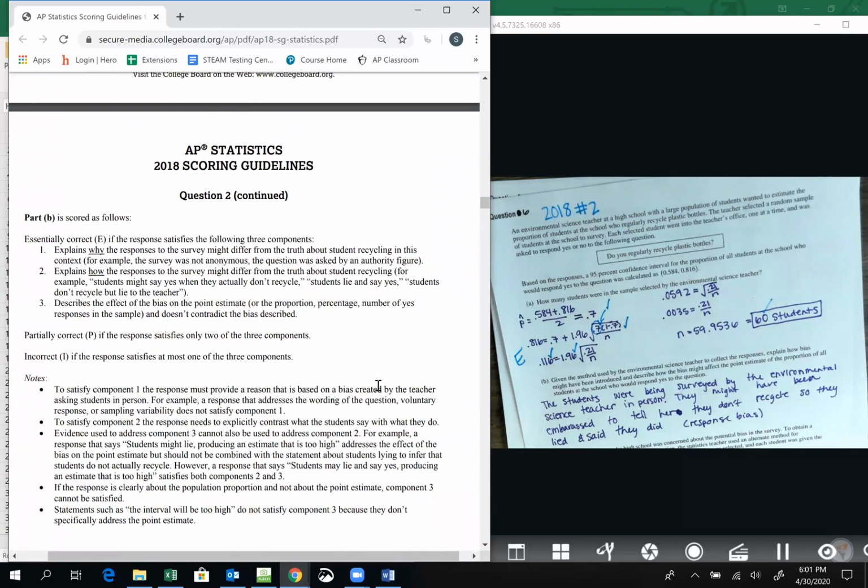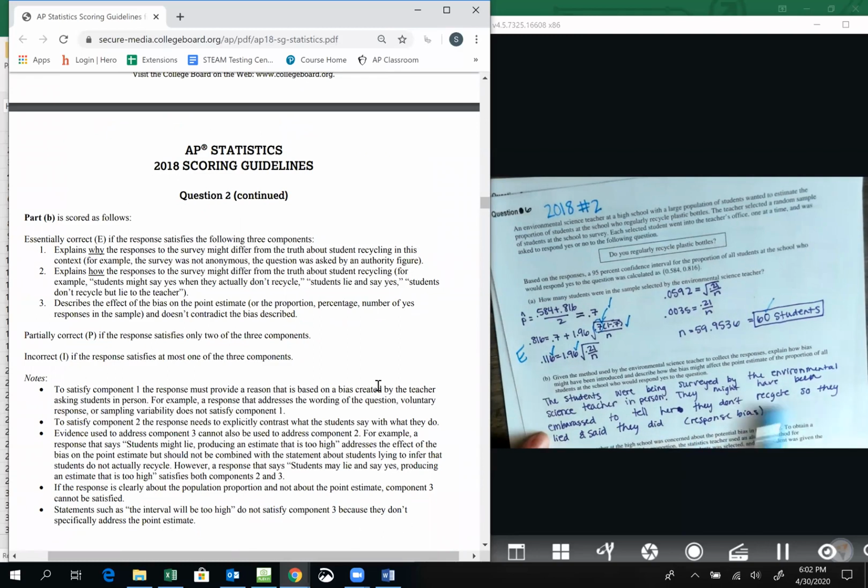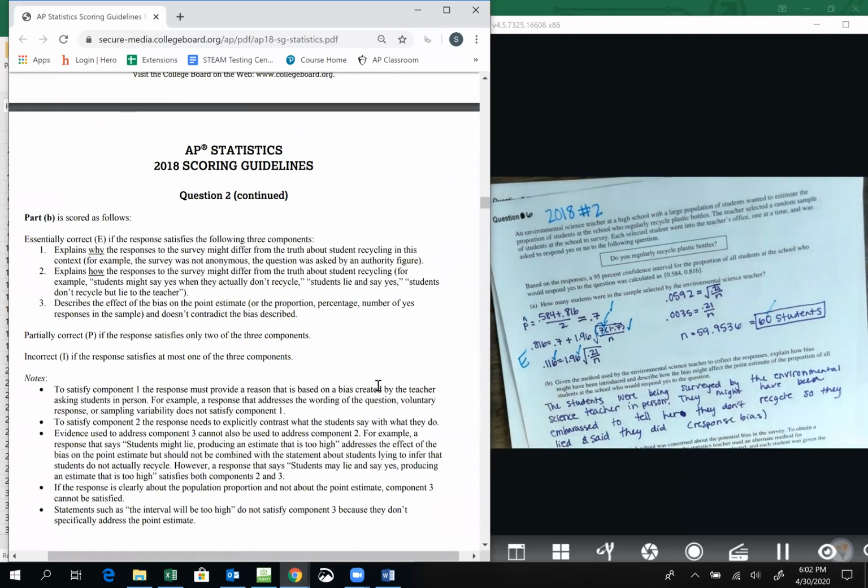Essentially correct if you have the following three components. Explains why the response to the survey might differ from the truth about students recycling in this context. So why? Because they might have been embarrassed to tell her they don't recycle. Because they thought that she would really care about recycling, so they lie. Something like that. So why did they lie?